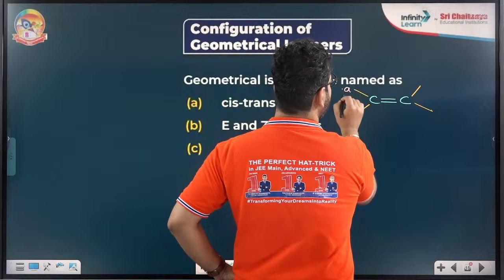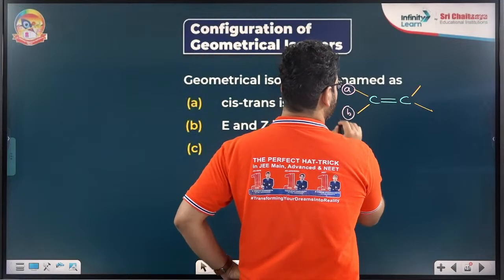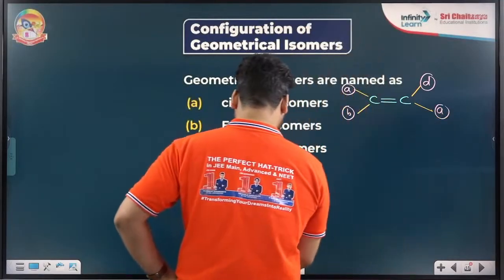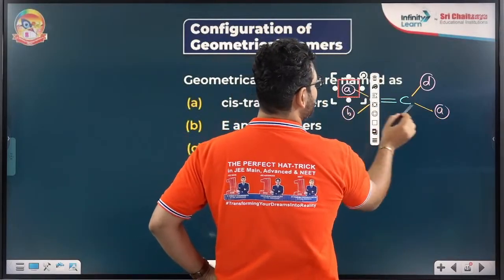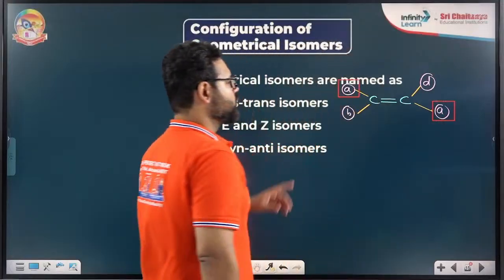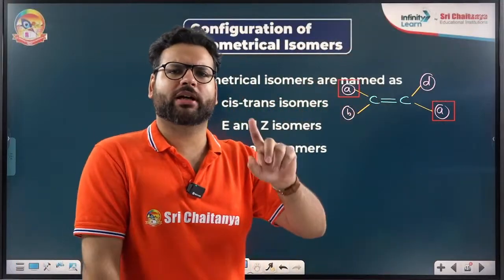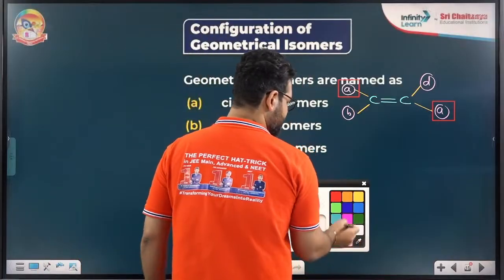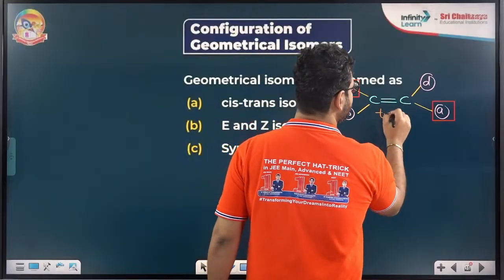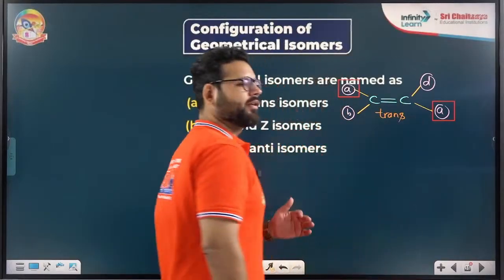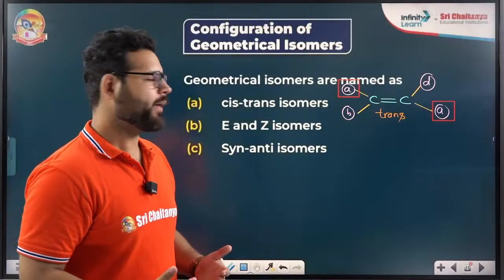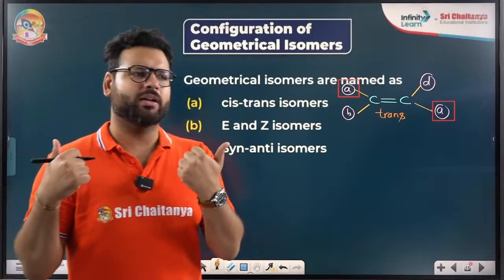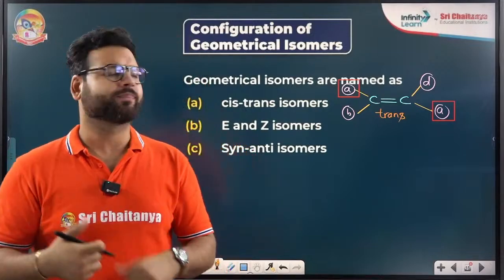Let's say I have a group A here, B here, D here, A here. So what happened here is these two groups became identical. So whenever one of the groups on both the carbons is the same, then cis-trans will be used. If they are on the opposite side, I'll call it trans. If they are on the same side, I'll use cis. One atom or group must be the same on both the carbons of the stereocenter.